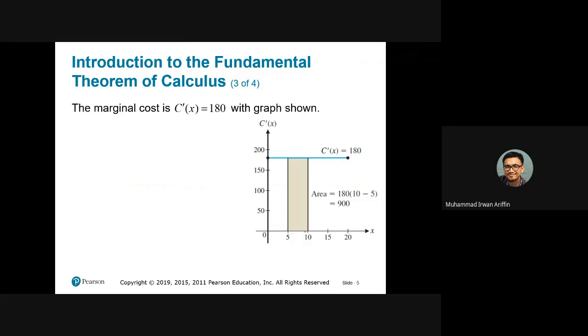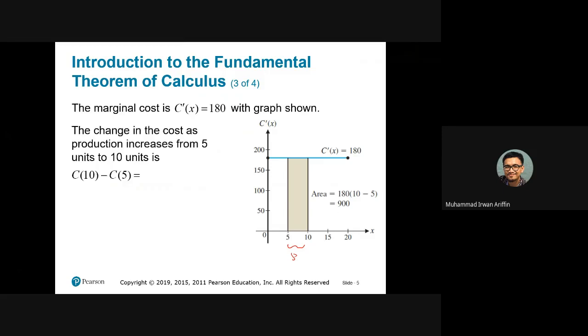From 5 to 10, each unit, as we increase from 5 to 6, we have to incur an additional 180. From 5 to 10, 5 units are involved, so 5 multiplied by 180 gives us 900. So the change in the cost as we increase production from 5 to 10 would be 900. This is how we do it: you simply substitute 10 and 5 in the original cost function and find the difference.